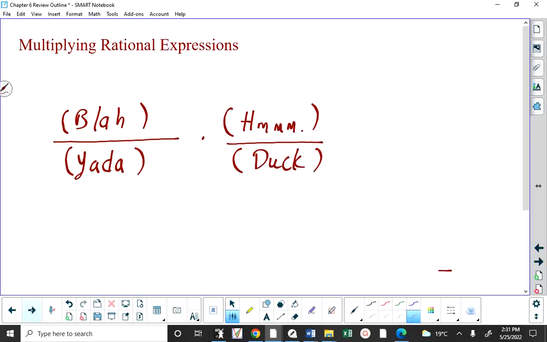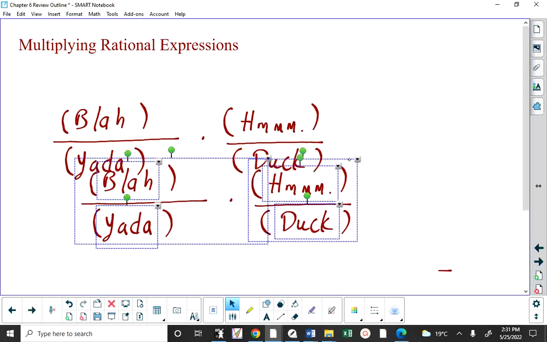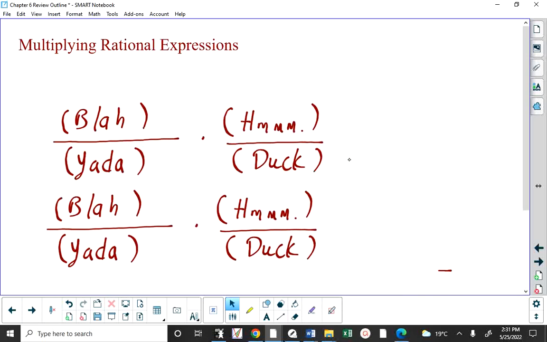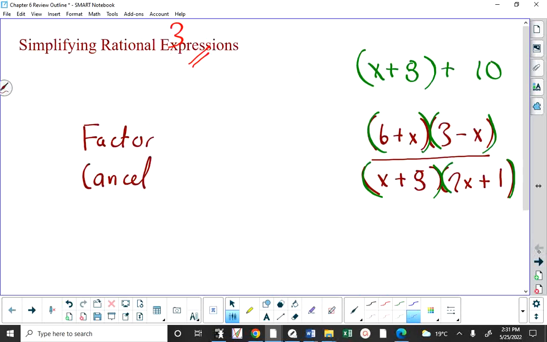These two rational expressions being multiplied, and I don't think you need to write this down. I don't know why I didn't use kitten. These two rational expressions being multiplied, whoops, are exactly the same as this single rational expression. And I just told you that when you have a rational expression to simplify, factor, cancel.